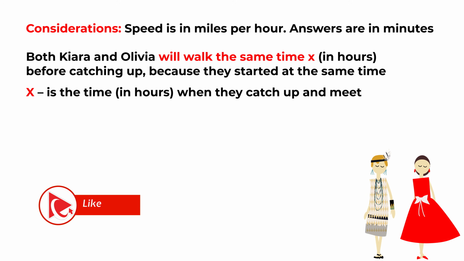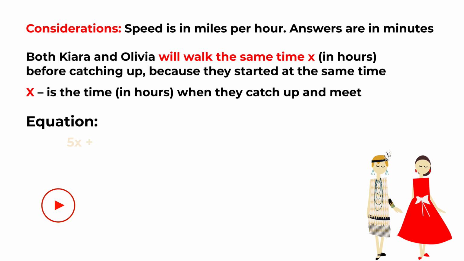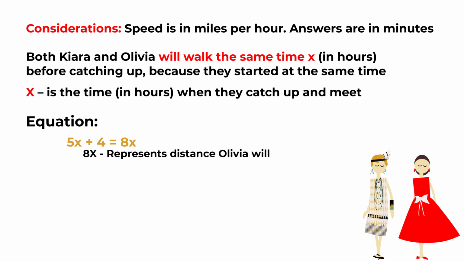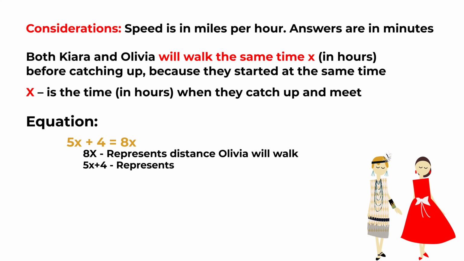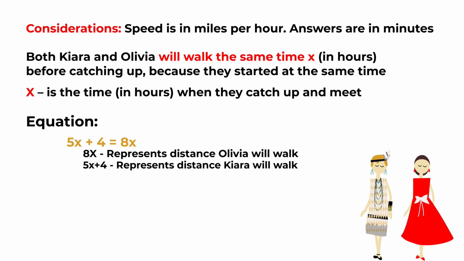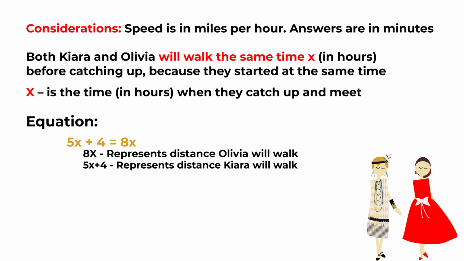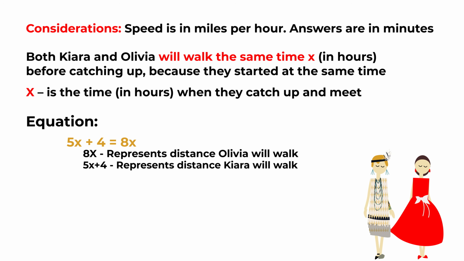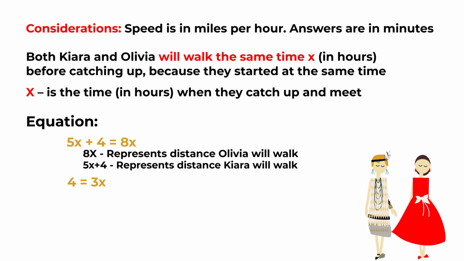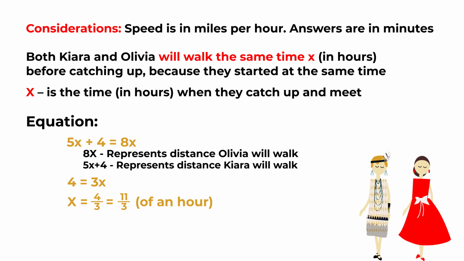To solve this challenge, we need to build an equation. 5x plus 4 equals 8x. 8x represents how much Olivia will walk, and 5x plus 4 is representing how much Kiara can walk. And the starting point for this will be starting point of where Olivia starts, since Olivia starts 4 miles behind. So if we simplify this equation, 4 will be equal to 3x, and x will be equal 4/3 or 1 1/3 of an hour. And now is the time to do the conversion.